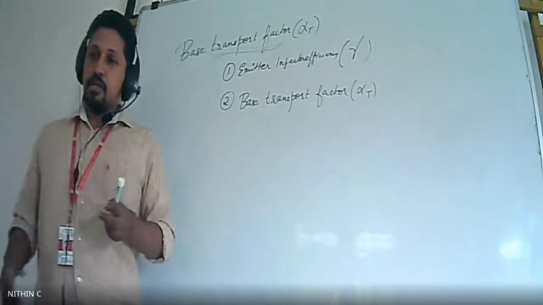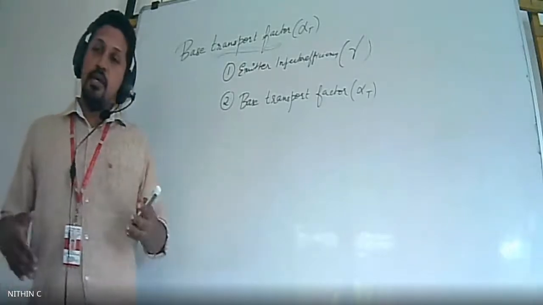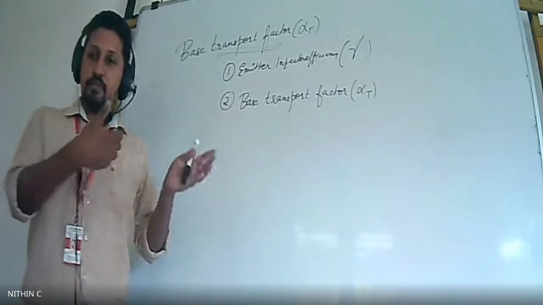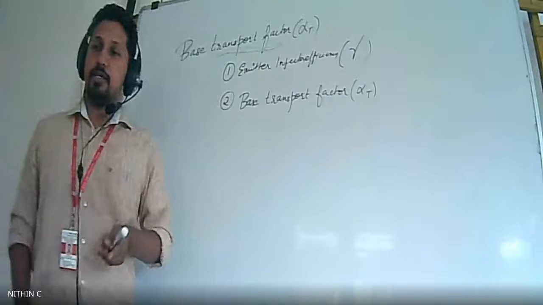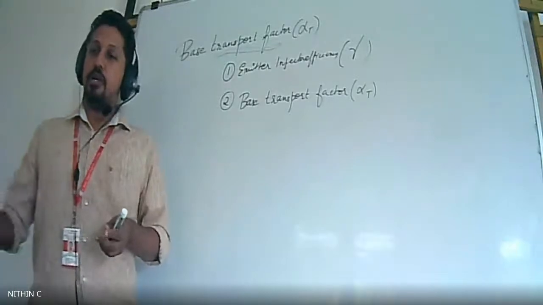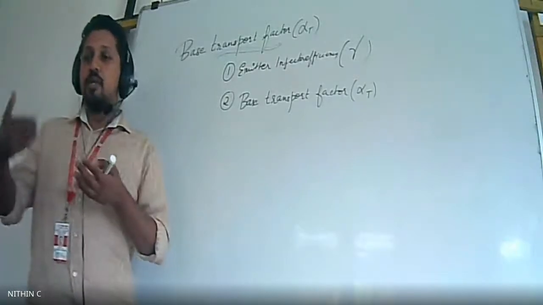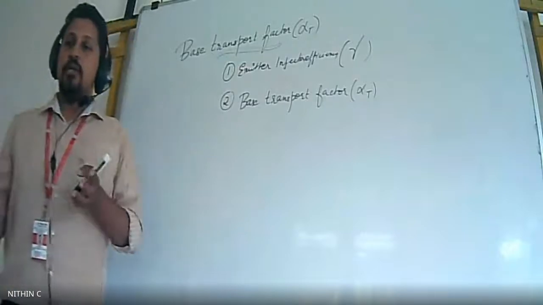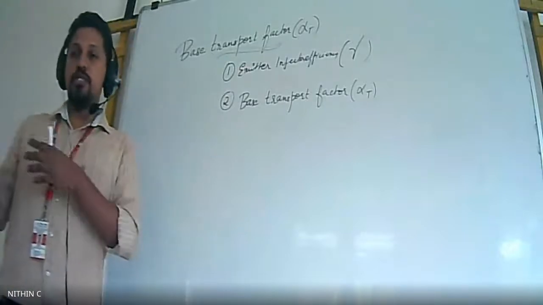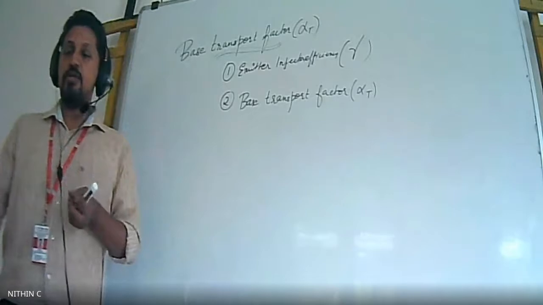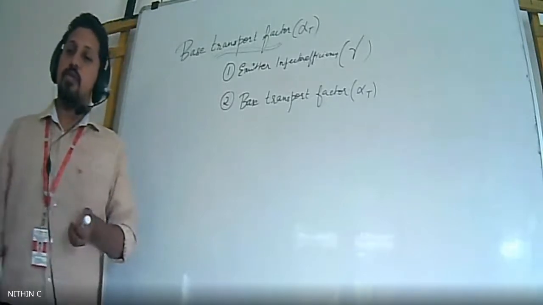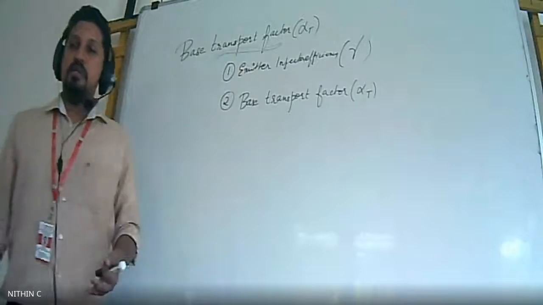Base transport factor actually means the effectiveness of the base in transporting the carriers emitted from the emitter towards the collector. That means the more effective the base is, the less recombination takes place in the base. That is our ideal case. Almost all the charge carriers emitted from the emitter should reach the collector. But instead, some recombination is happening in the base.